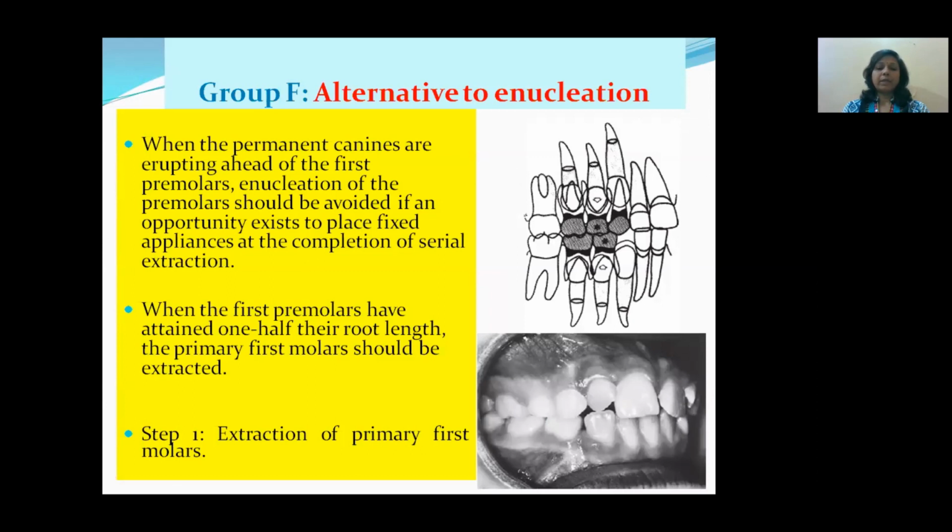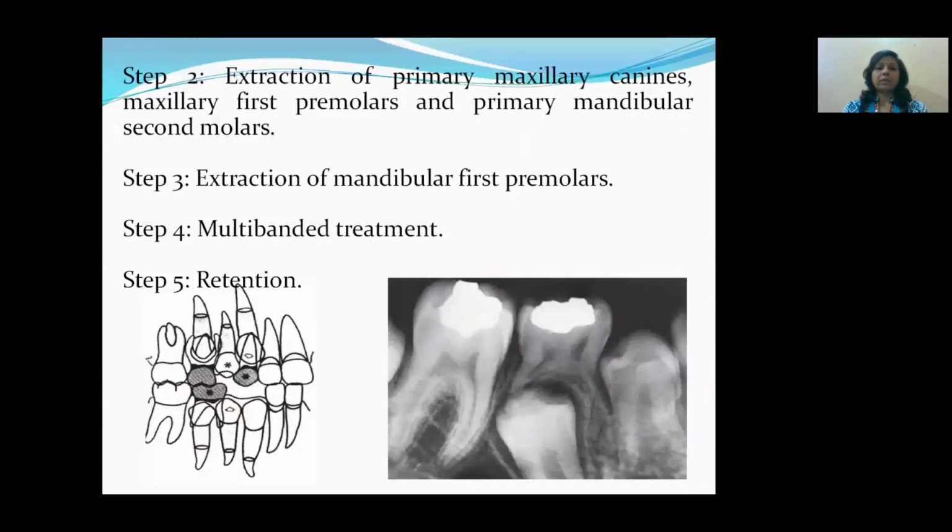In step 1, extraction of the primary first molars. Step 2, extraction of the primary maxillary and mandibular first premolars and primary mandibular second molars. Step 3, extraction of mandibular first premolars. Step 4, multi-banded treatment, and 5 is retention.